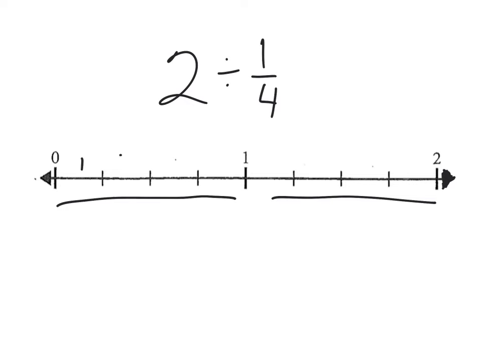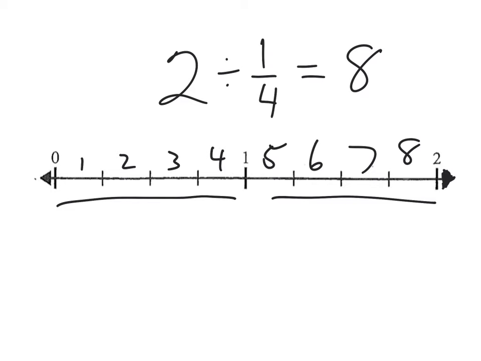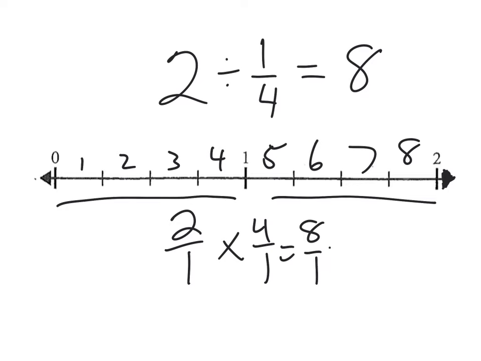If I count how many fourths I see in that 2, I'm going to read that there are 8. My answer is 8 pieces, or 8 parts, however you want to see it. So the algorithm would look like this: 2 over 1 times 4 over 1, and the answer is 8 over 1, or just 8 wholes.